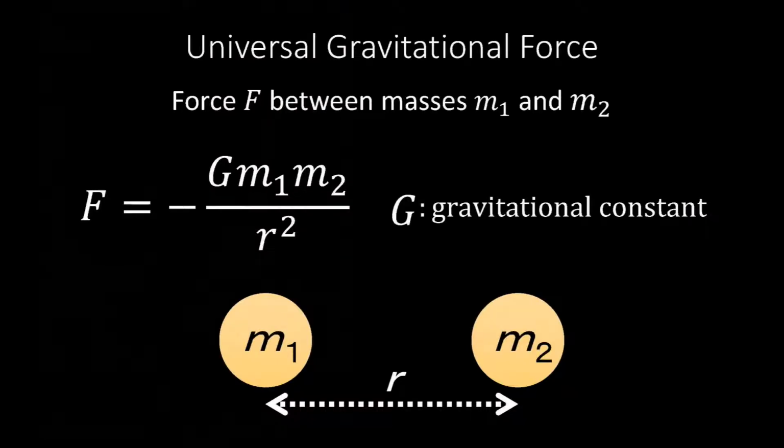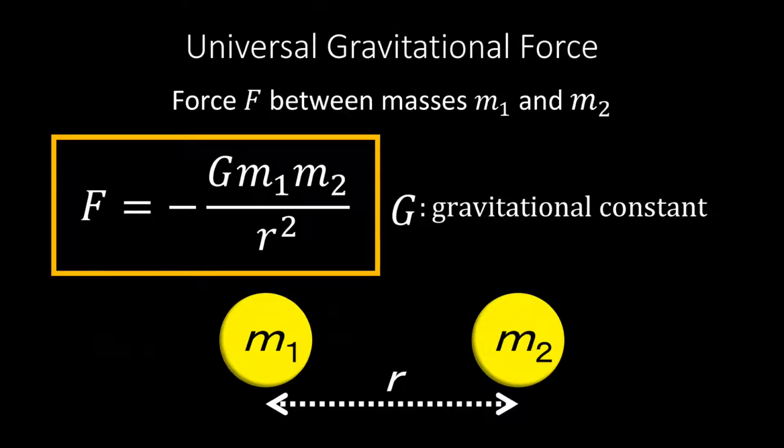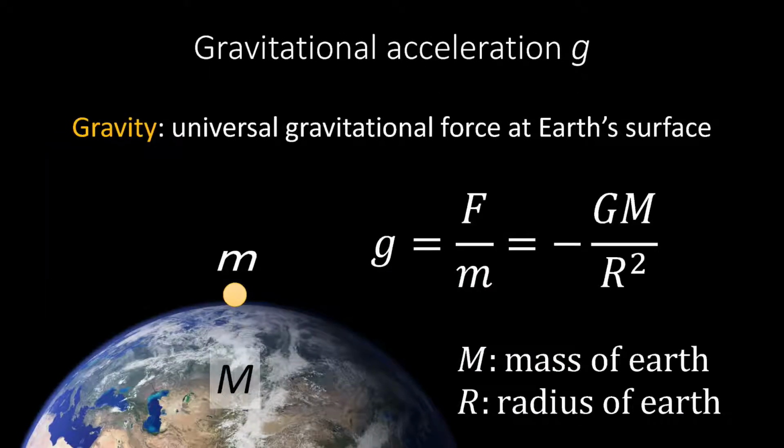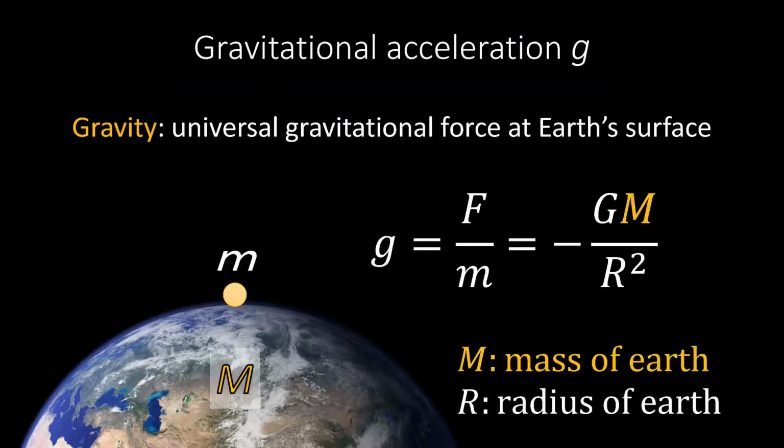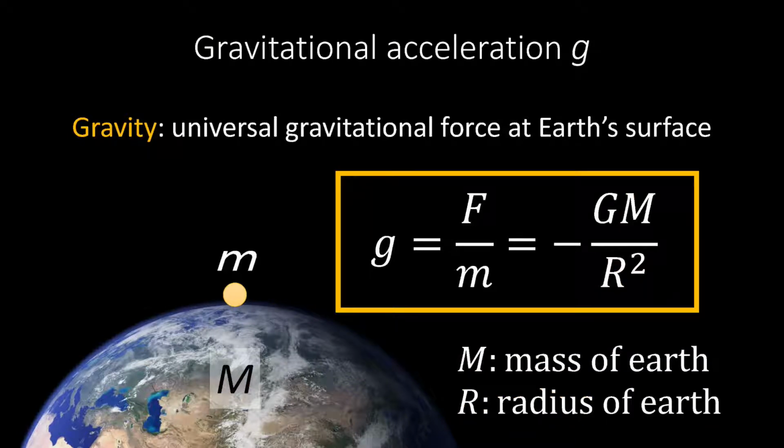The universal gravitational force acts between all objects. You may know that the universal gravitational force between two objects can be expressed like this. The universal gravitational force that we feel on the surface of the Earth is the so-called gravity. In this experiment, we will measure the gravitational acceleration, g. If the mass of the Earth is m and the radius of the Earth is r, the gravitational acceleration, g, is expressed by this equation.